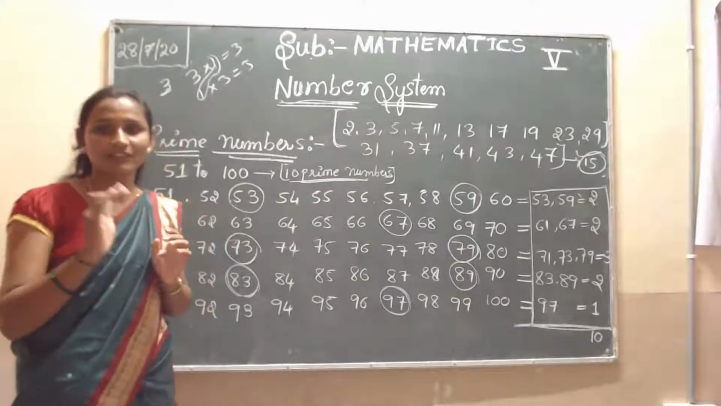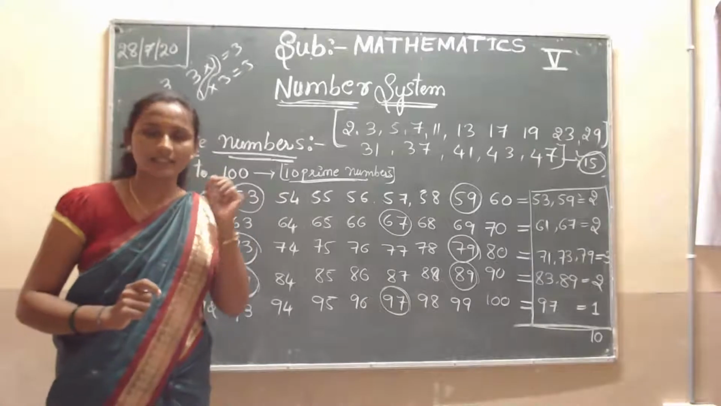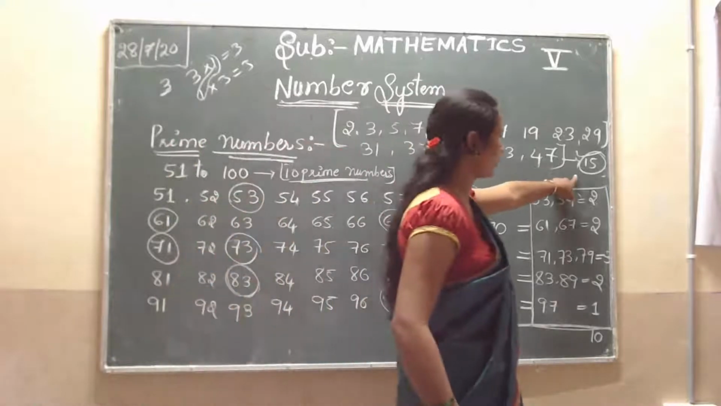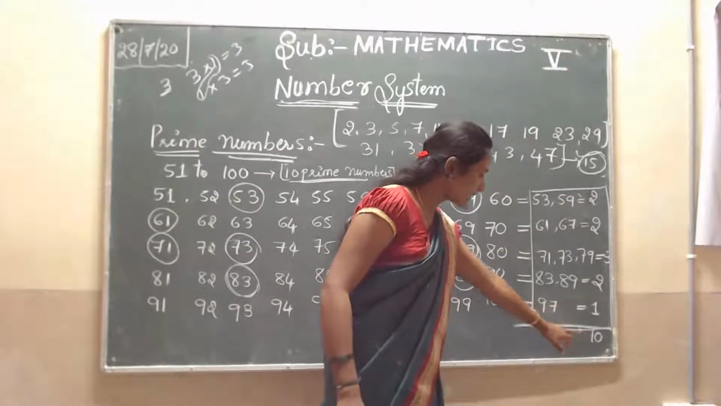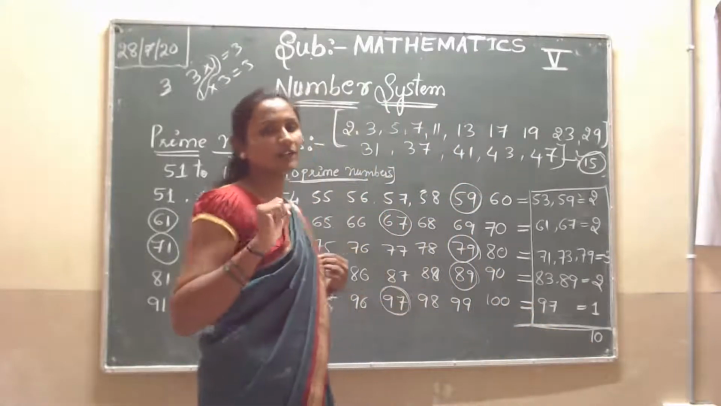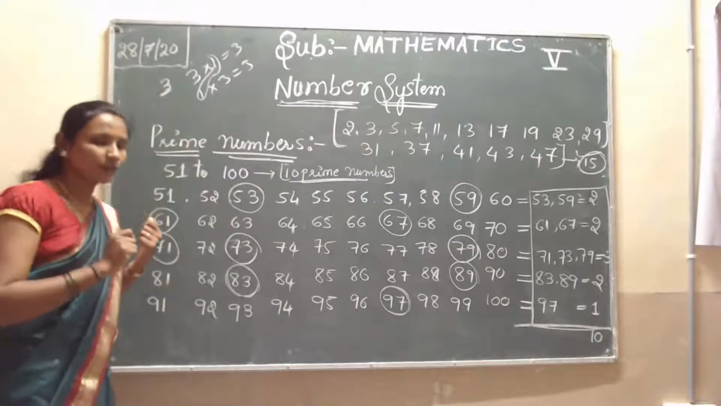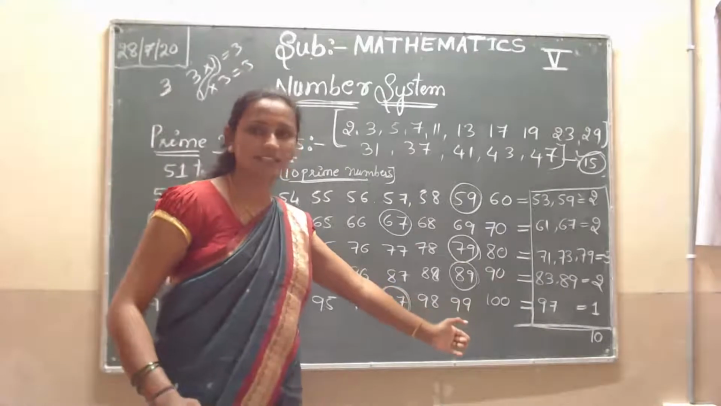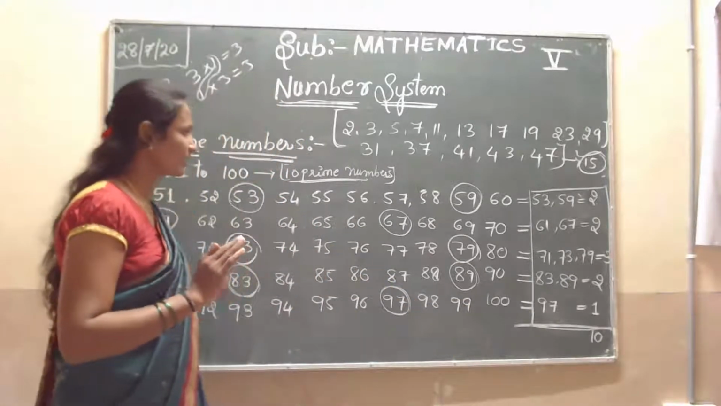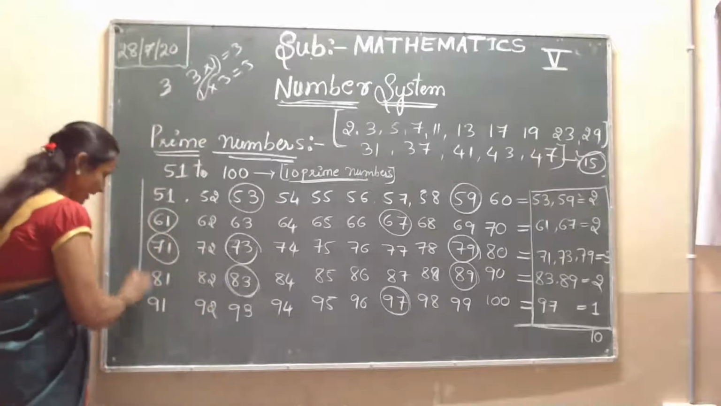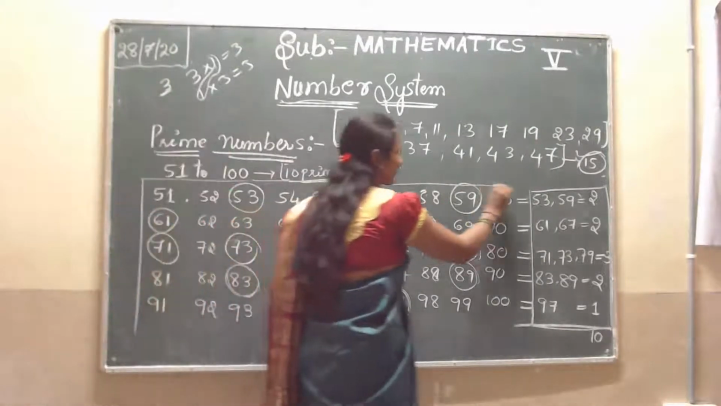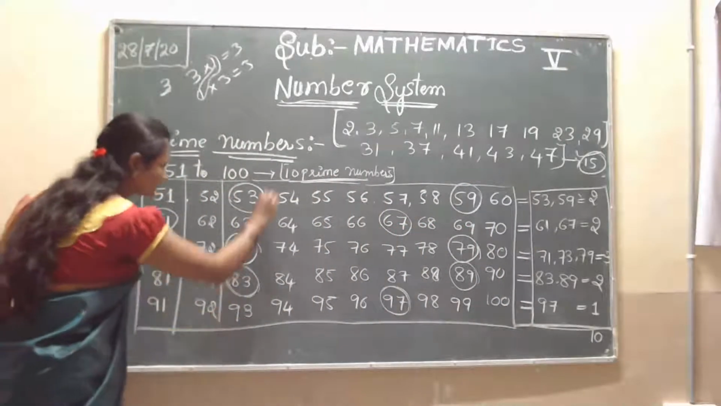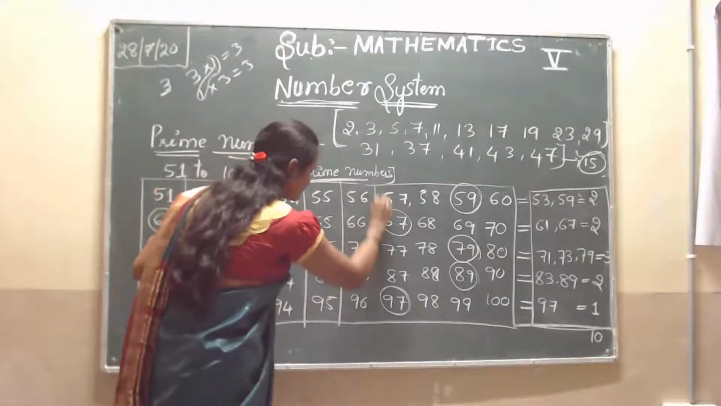Yes, one question I asked: 1 to 100, how many prime numbers are between them? You count it. 1 to 50 has 15, and 51 to 100 has 10. So the total is 25. Yes, students, between 1 and 100 the total prime numbers is 25. Don't forget. Try to write this down. It is very important for prime numbers in competitive exams. So don't forget.